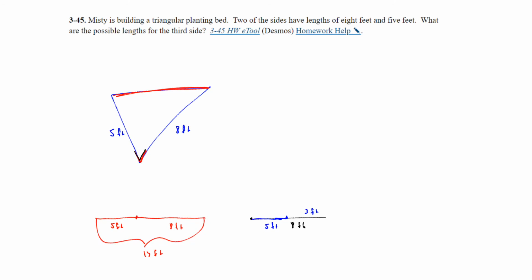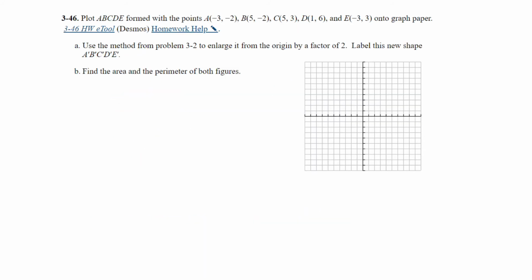We can say that this represents x. So we want x to be less than 13, but greater than 3. So this is how you can describe and make sure you're listing all the possible lengths of the third side. So obviously those are the possibilities. Now to make an actual planting bed with some of those dimensions, such as 4, might not make a whole lot of sense. But in theory, those are the possible lengths of the third side.